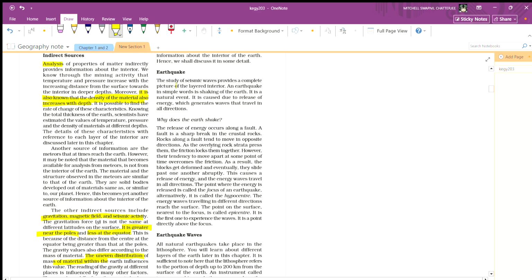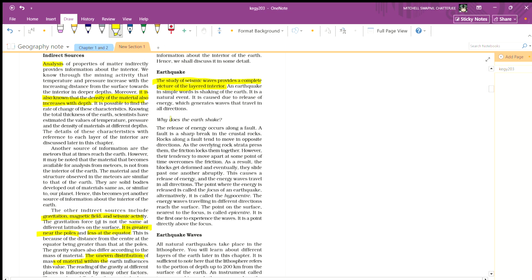Earthquake. The study of seismic waves provides a complete picture of the layered interior. An earthquake, in simple words, is shaking of Earth. It is a natural event. It is caused due to release of energy, which generates waves that travel in all directions.